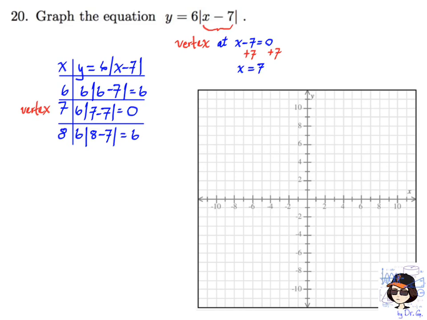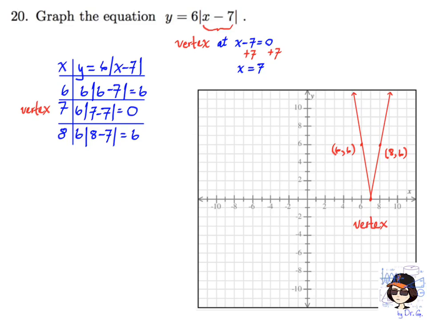So let's plot the 3 points. The vertex is 7, 0. So x equals 7 and y equals 0 is right there. And then on the left, we get the point 6, 6. So x equals 6 and y equals 6, so we get that point. And then the third point was 8, 6. When x is 8, y is also 6. All right, so we've got the 3 points, and we get our V like that.